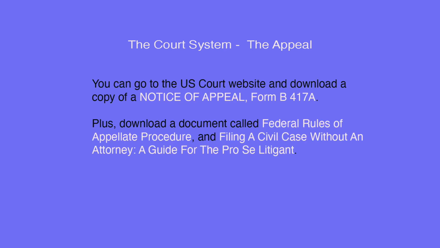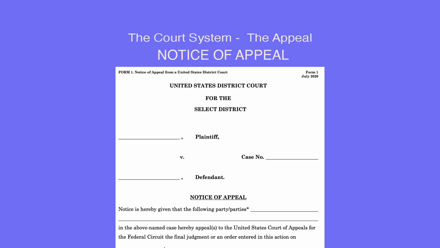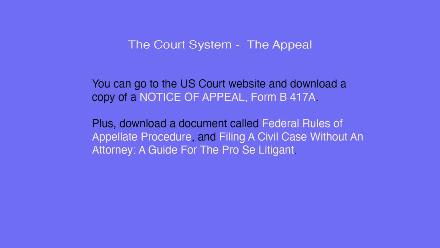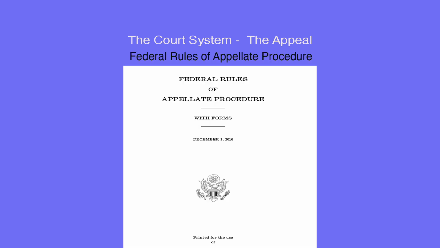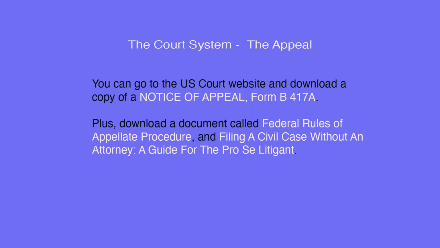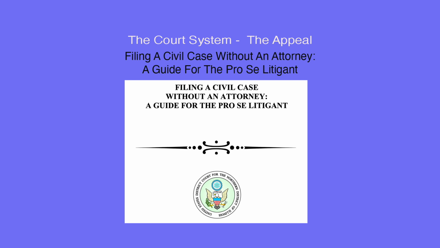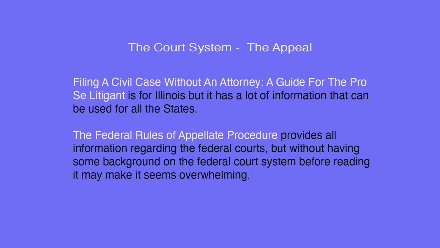You can go to the U.S. Court website and download a copy of a notice of appeal, Form B417A. Plus, download a document called Federal Rules of Appellate Procedure. Filing a civil case without an attorney. A guide for the pro se litigant. A guide for the pro se litigant is for Illinois, but it has a lot of information that can be used for all the states.